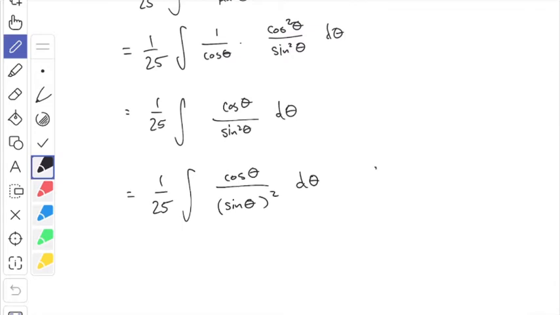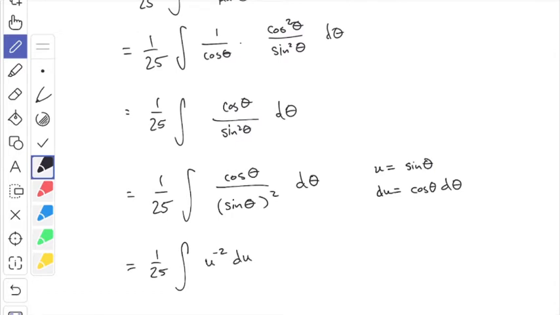So I'm going to do u equals sine theta. du is cosine theta d theta, right? So what does it look like after you plug everything in, changing everything into u's? What does it look like after that? Yeah, u to the minus 2 power du. I like that.